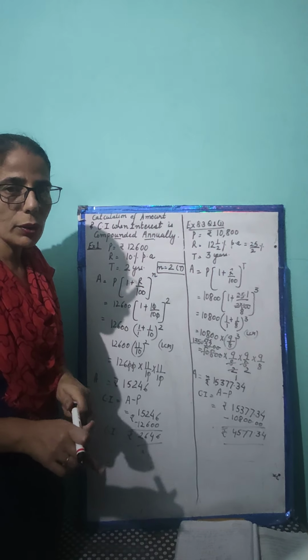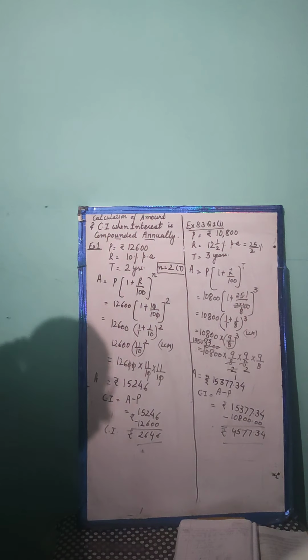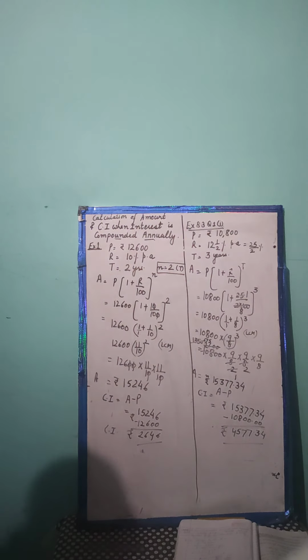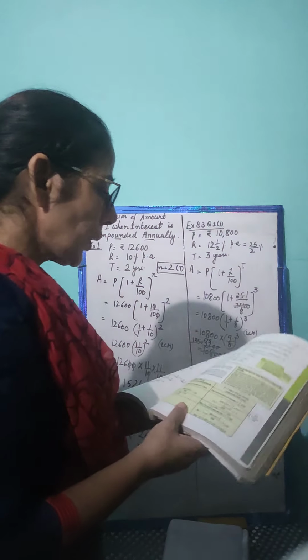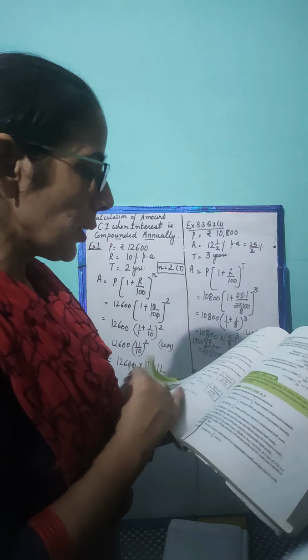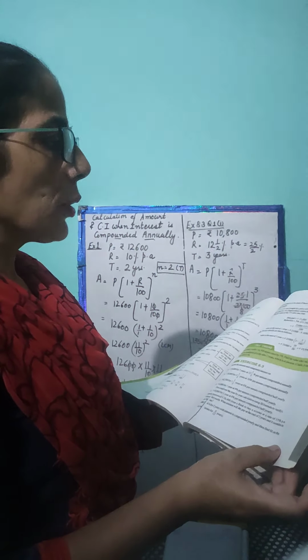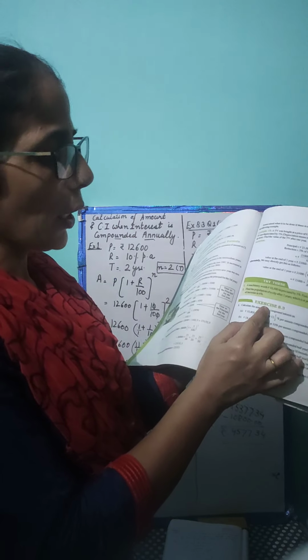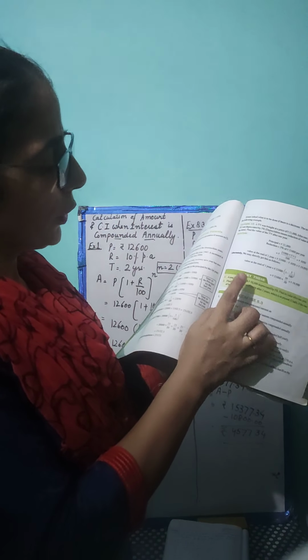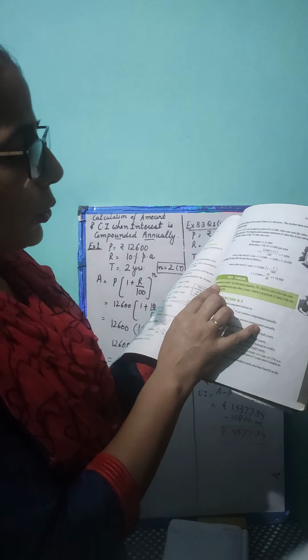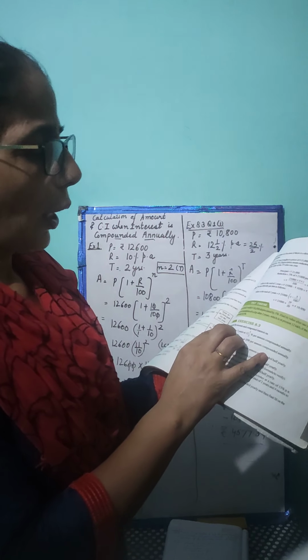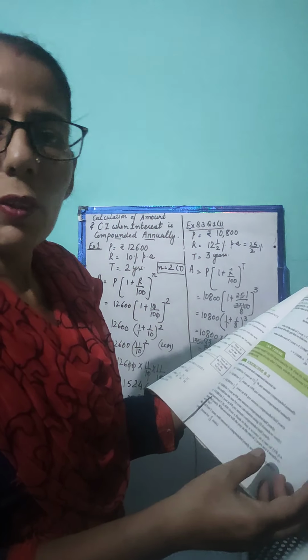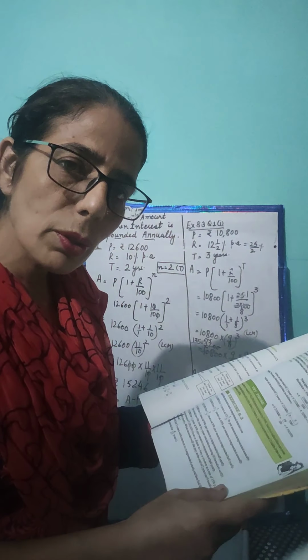I hope you have understood. Complete them in your notebook, and with this also you will be able to do NCERT. Try these on page number 133, which are above exercise 8.3. These two questions you will be able to do. Try doing these questions. I will be explaining other questions also.